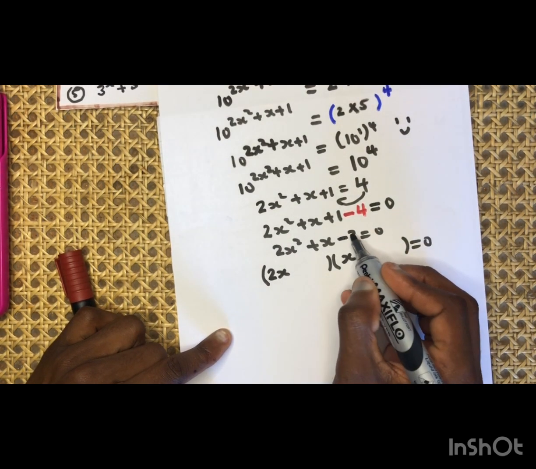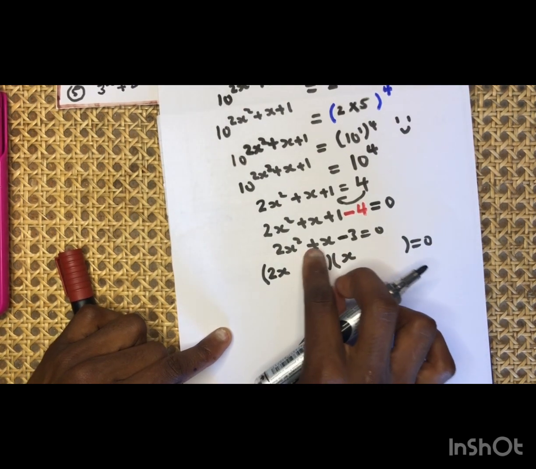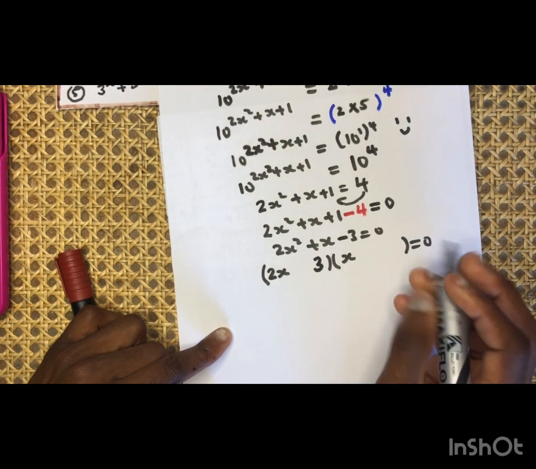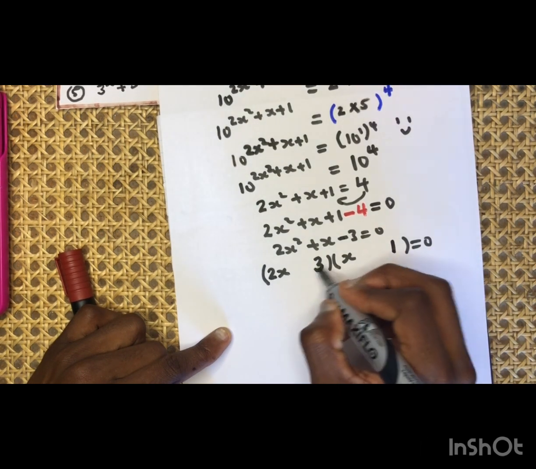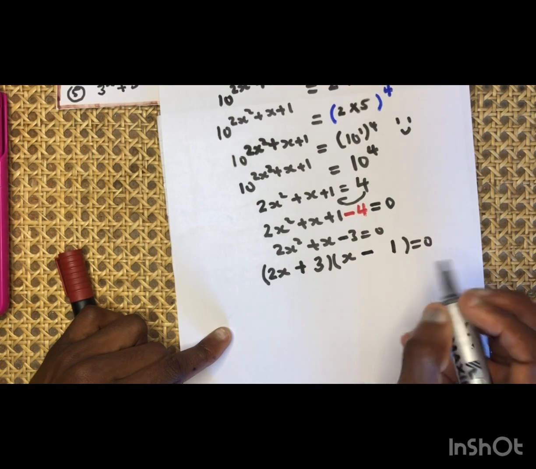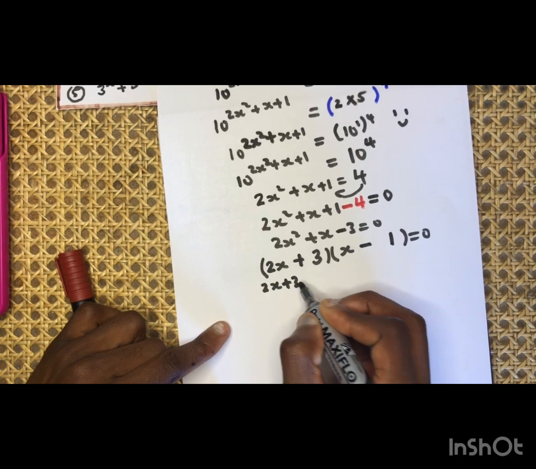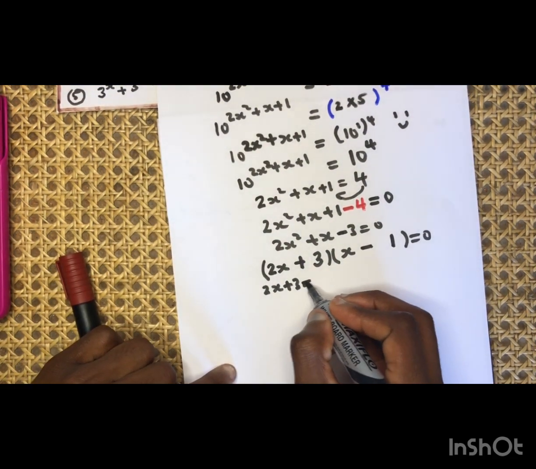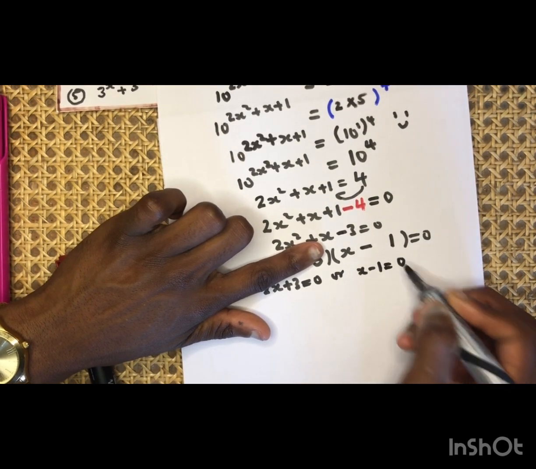So since the c is negative, the signs in the brackets must not be the same. The big factor must take the sign of the what? Of the middle term. So I must put 3 here, because when I add the numbers, I must get 1 also. Then I put 1 here. Then the big factor is going to be this side. Then I'm going to put positive here and put negative 1 here. So now we can see that 2x plus 3, if you hide this part, 2x plus 3 will be equal to 0. Or if you hide this part, x minus 1 will be equal to 0.